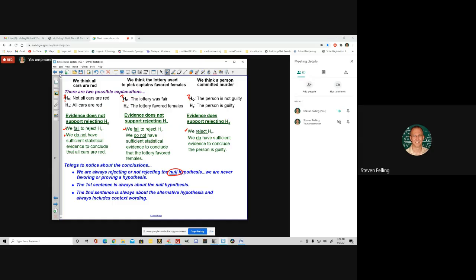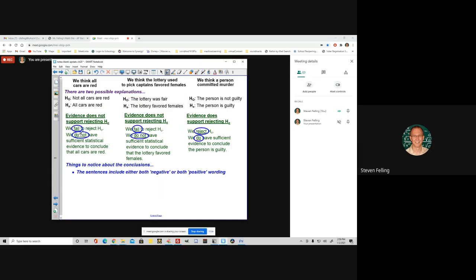The other thing to notice is that the two sentences are either both negative words or both positive words. So we fail to reject the null, therefore we do not have sufficient evidence to conclude the alternate hypothesis. Or we do reject the null hypothesis, therefore we do have sufficient evidence to conclude the person is guilty, or the alternate hypothesis. So we'll see that through as we do more examples together.